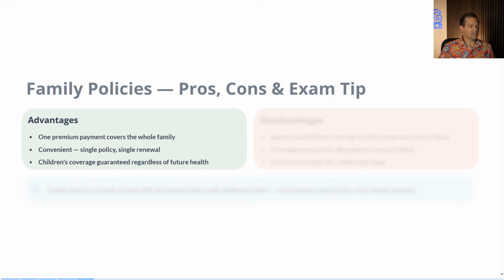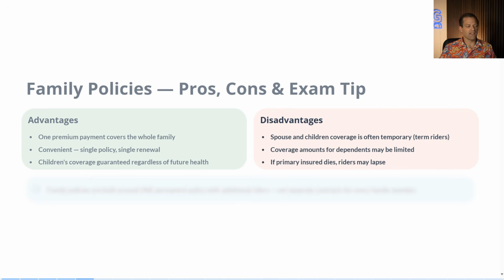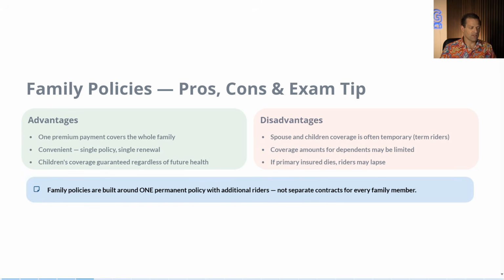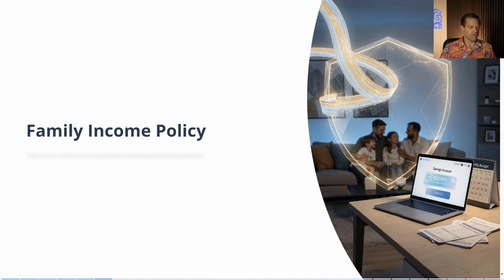The pros and cons include, with a family policy, you have one premium payment that covers the whole family. It's convenient, it's all in one policy, and the children's coverage is guaranteed regardless of future health, which is nice. Disadvantages include spouse and children coverage is often temporary. They're term riders. Coverage amounts for dependents may be limited. And if the primary insured dies, the riders may lapse. So family policies are built around one permanent policy with additional riders, not separate contracts for each family member.